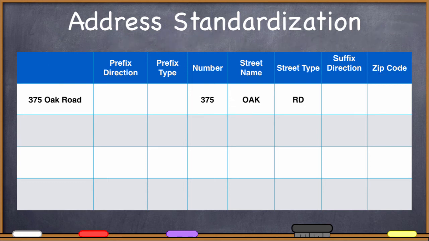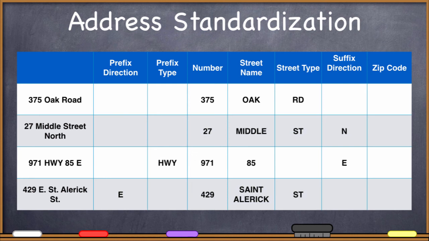Let's take a look at a few more. Let me clear my marker here, and then let's take a look at these. Maybe you can look at how they're going to be broken up as well. 27 Middle Street North, 971 Highway 85 East, and then 429 East Alaric Street. So here is, when those are passed to the computer, how it would go through the address standardization procedure. 27 Middle Street North, there we have a suffix direction for north, so we put that over there.